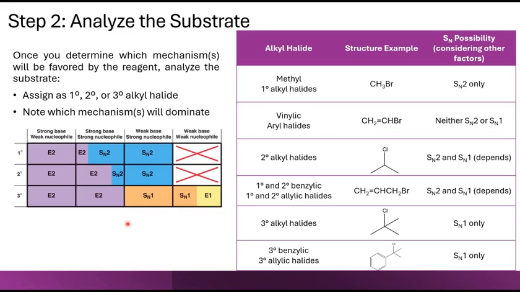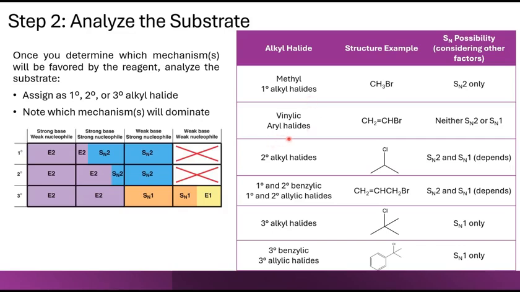We can also separate the two, SN versus E. Here's an example table of that. Here's our alkyl halide or our substrate, and then here is the SN possibility. In the middle, we have a structure example to recall what a methyl or primary halide looks like. This is a methyl halide. It can only undergo SN2. If we do have primary halides that have 2 or more carbons, then it could also potentially undergo E2 if we have a strong base.